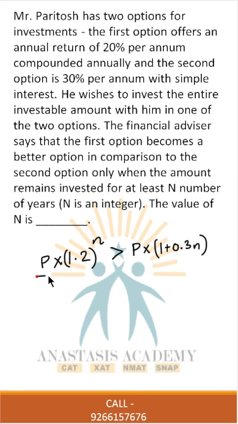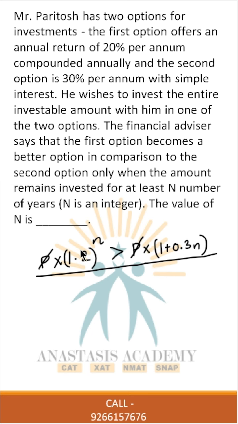Now, the next task is simple. We have to know that this P and this P will get cancelled on both sides. And beyond this, there is no solving that one can do. There is no technical way, or at least CAT students should not know any way to solve this technically. The smartest way here next is now plug in the values of n.